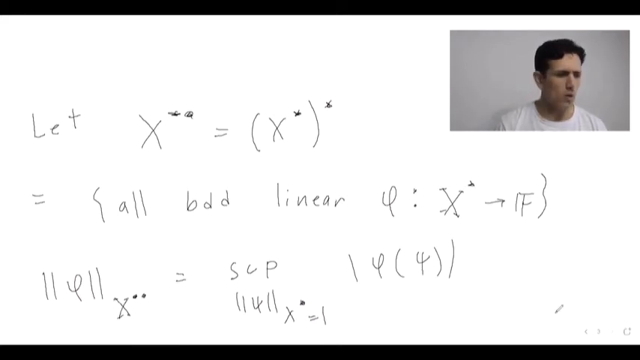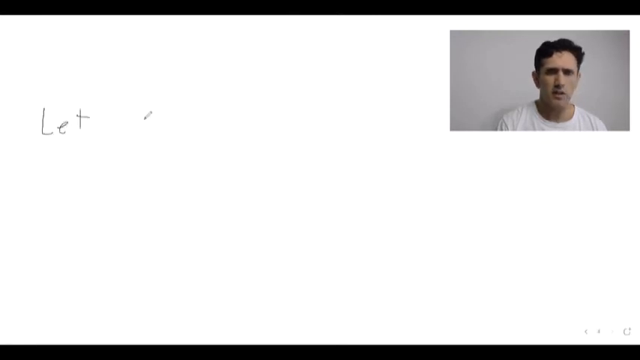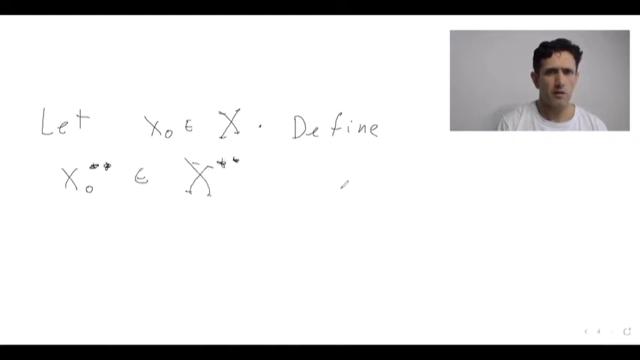Okay. So I'll use the book's notation. Let's say x zero is something in big X. And as I mentioned, X is just a normed vector space. That's all we're assuming. So let's say x zero is in X. I can very naturally define an element of the double dual. Define x zero star star in X star star by x zero star star of psi.